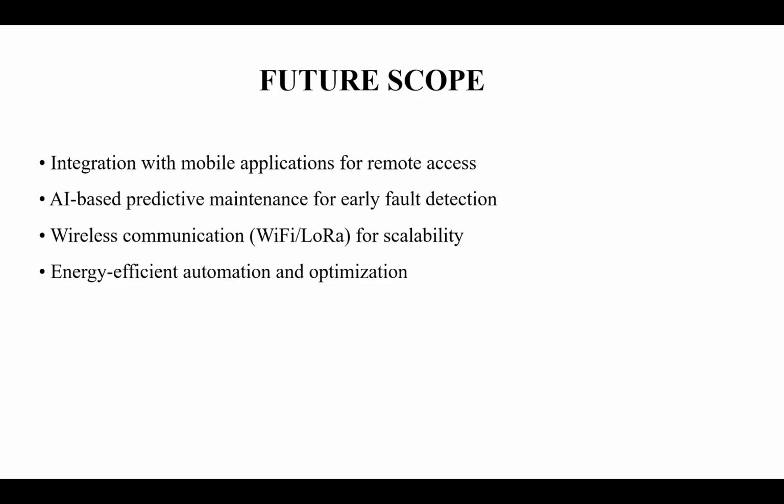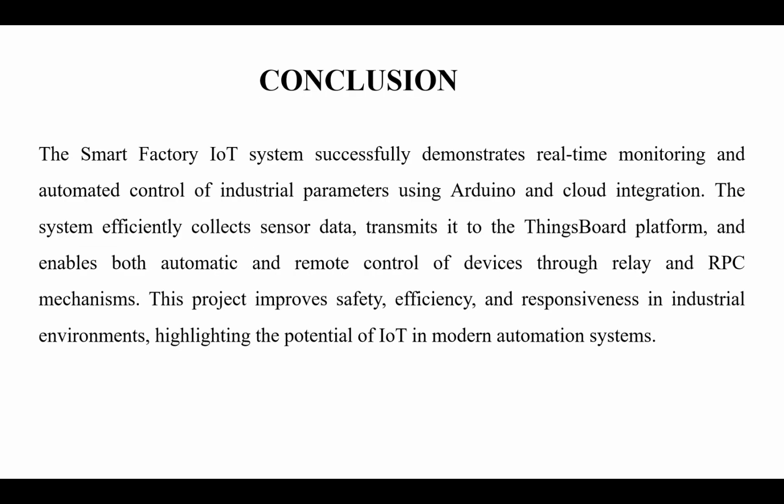Wireless communication for scalability, and we can use Wi-Fi or LoRa for the wireless communication. Energy efficient automation and optimization. It helps to minimize the consumption of energy by automation and optimization.